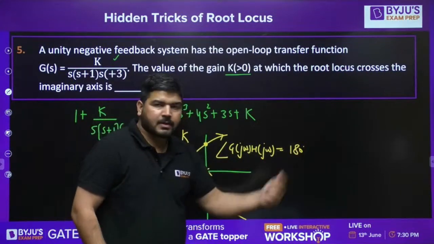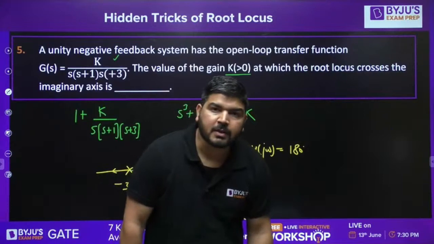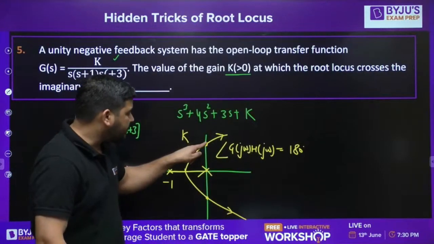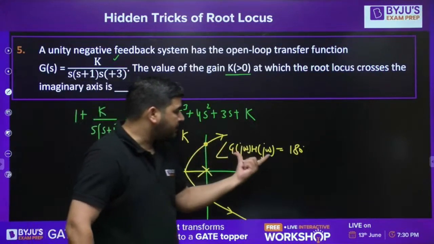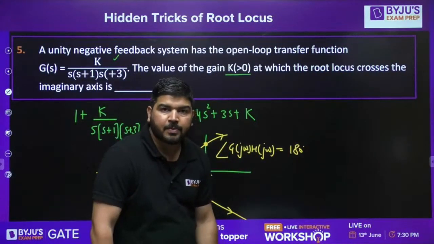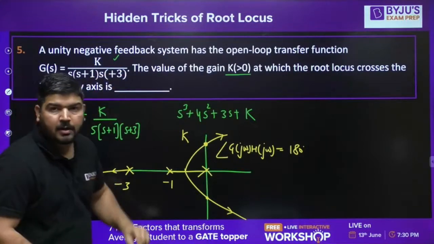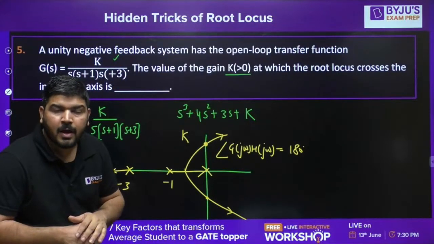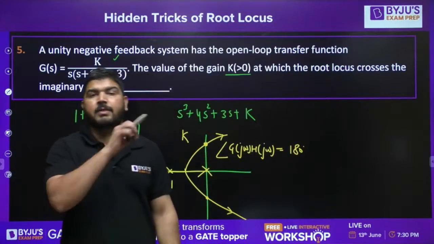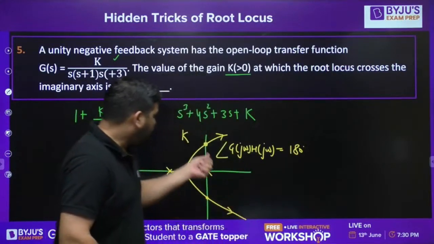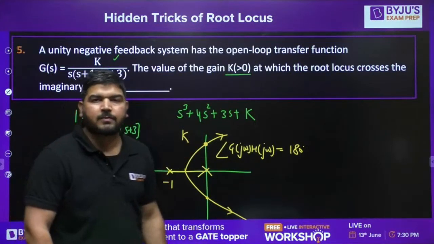Now, do you remember this condition? This condition is for the phase crossover frequency, if you remember. It means this is my omega PC, phase crossover frequency. How to calculate omega PC? Omega PC is the frequency at which this phase becomes 180 degrees. Now, we need to calculate the angle of this quantity. You replace s with j omega and calculate its angle, and calculate the frequency at which the phase becomes 180 degrees. That frequency is known as phase crossover frequency. We will get to know this point. Once you get this point, calculation of K is very easy.